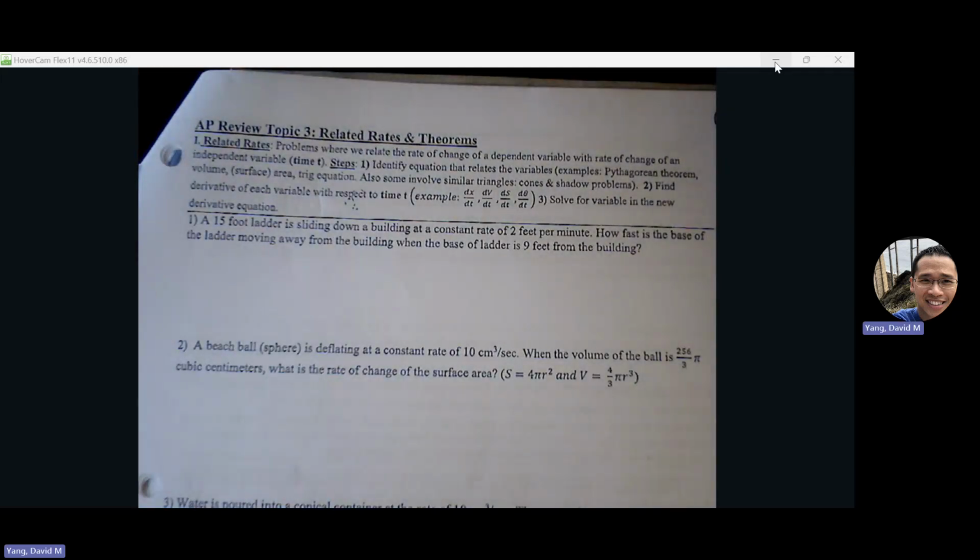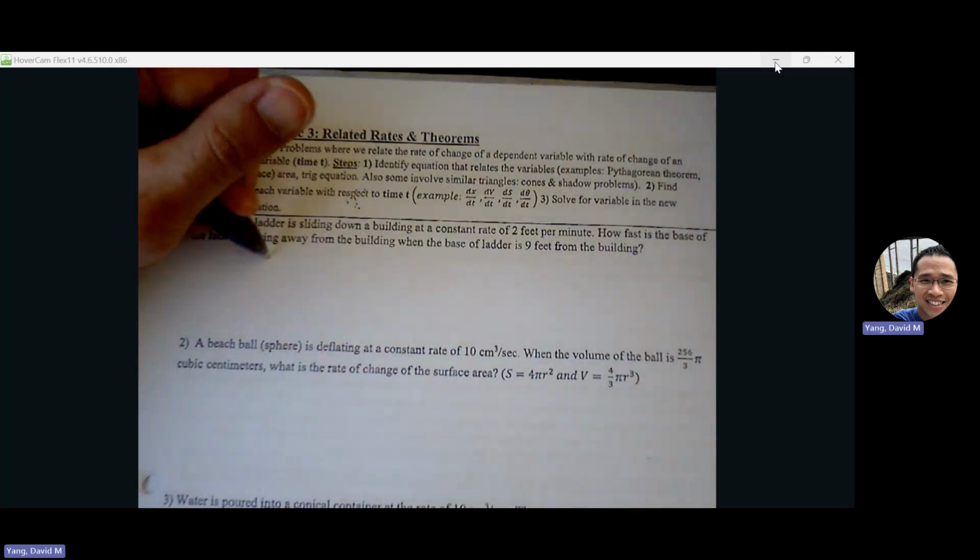So we have a 15-foot ladder sliding down a building wall at a constant rate of 2 feet per minute. How fast is the base of the ladder moving away from the building when the base of the ladder is 9 feet from the building? So here's my diagram.